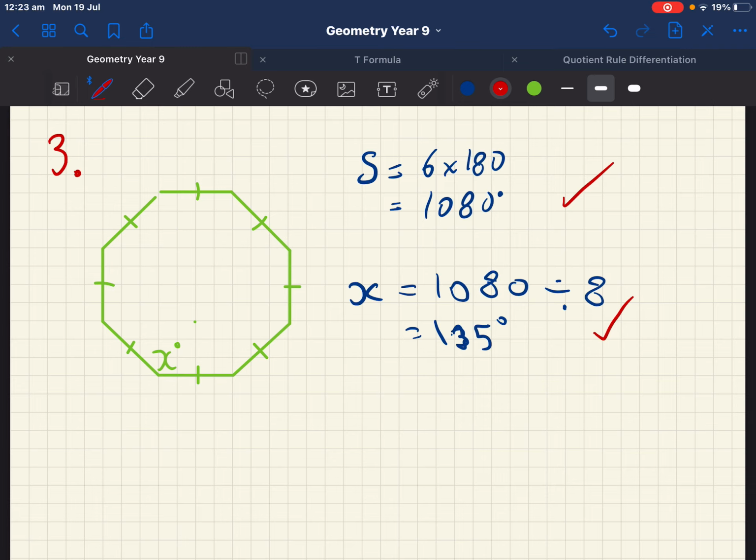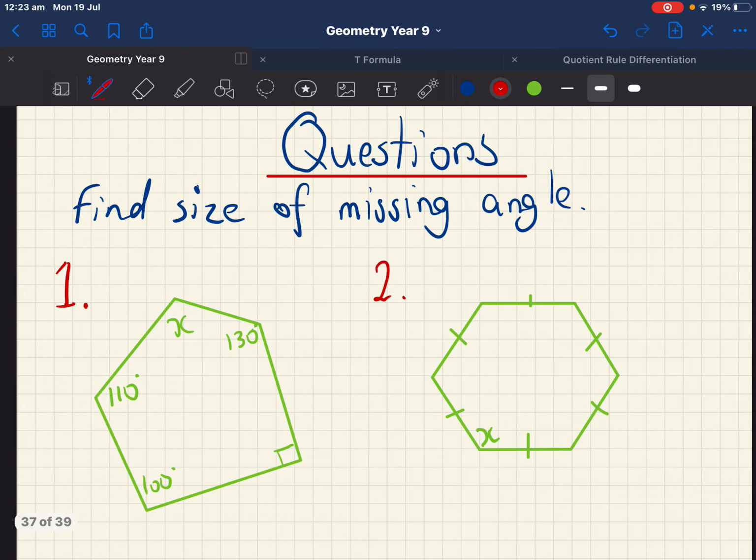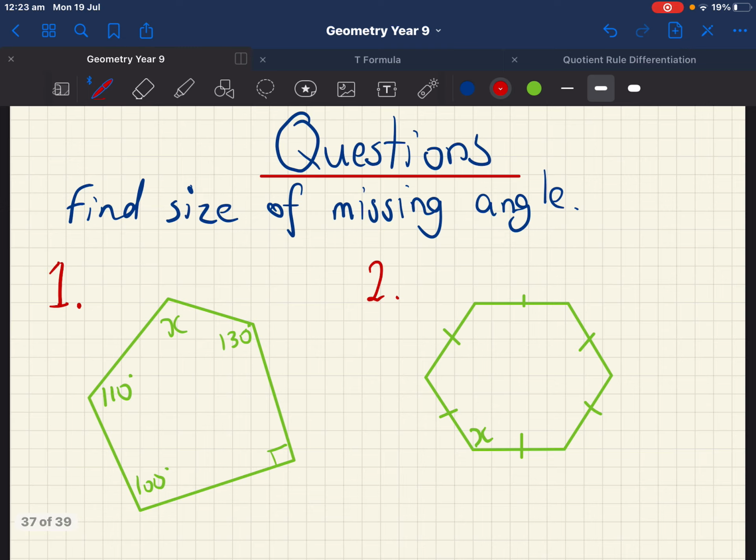Okay, so once you've got all 3 examples copied in, I've got 4 questions in total for you guys to do yourselves. The first 2 are here. So I'm going to get you to find the size of the missing angle. This is for all 4 examples. So here's your first 2. Have a go at solving these 2 questions. Pause the video now.